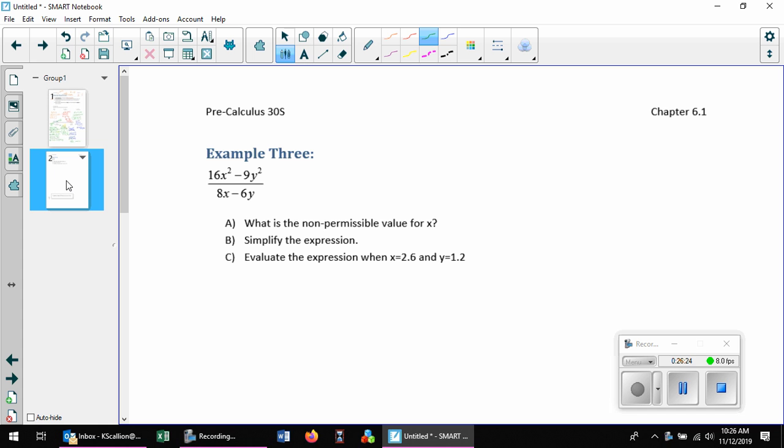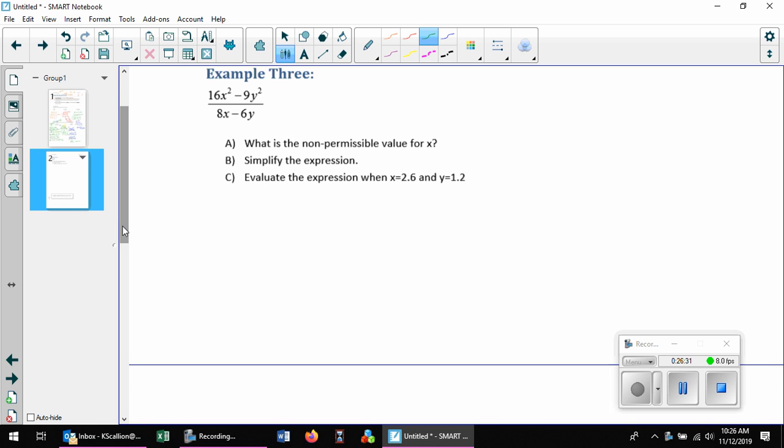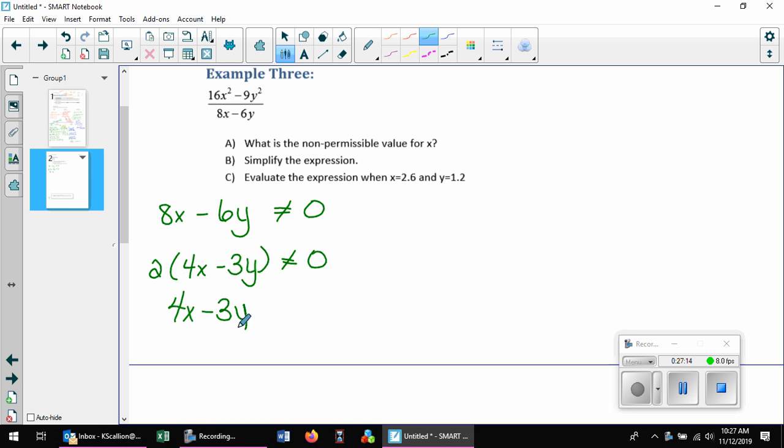Okay, so step 1, NPVs. I'm going to look at the denominator. It looks ugly, but it's not terrible. This is a common factoring one. So what can I common factor? Take a 2. If I take a 2 out, I'm left with 4x minus 3y equals 0. Does the 2 have a variable in it? That's just a number, right? So I don't set that equal to 0 because I'm only looking for what the variable can't be. 2 is just 2. So I have 4x minus 3y.